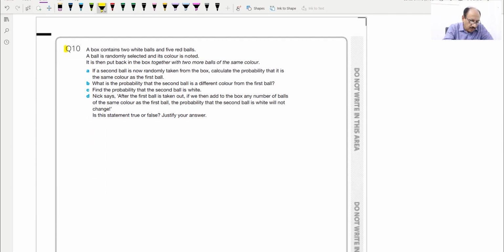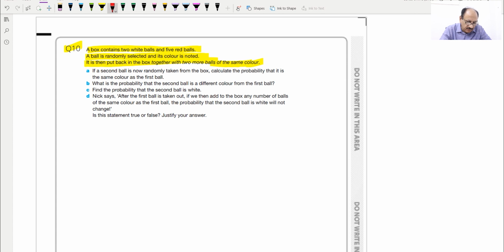Question number 10. A box contains 2 white balls and 5 red balls. A ball is randomly selected and its color is noted. It is then put back in the box together with 2 more balls of the same color. Now till here we have to draw the tree diagram first so that we can understand the situation. Then we will be going through the next part of the question.